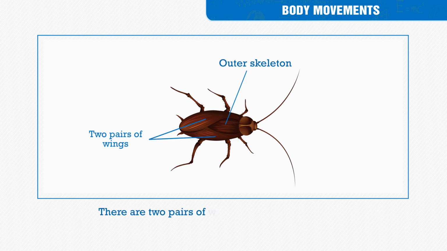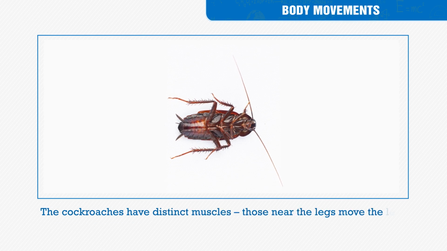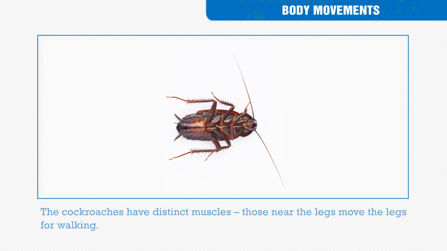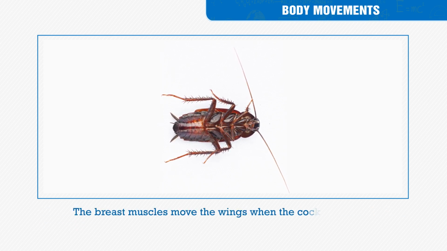There are 2 pairs of wings attached to the breast. The cockroaches have distinct muscles. Those near the legs move the legs for walking. The breast muscles move the wings when the cockroach flies.